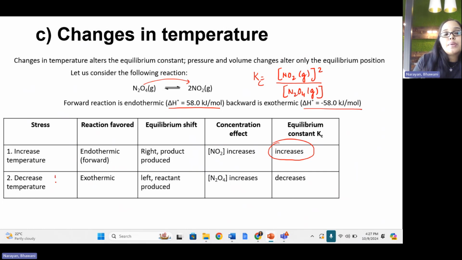Let's take a case in which we decrease the temperature. So if we decrease the temperature, the exothermic reaction is going to get favored. So I'm going to favor the backward reaction. When I do that, the reactant is going to be produced. So the concentration of N2O4, which is the reactant, is going to increase, right? And so what happens to Kc? N2O4 is in the denominator of the equation. So my Kc is going to decrease if the denominator increases. Take a minute, have a look at this, make sure you're good with this. If not, please let me know. Okay, I hope things are fine.